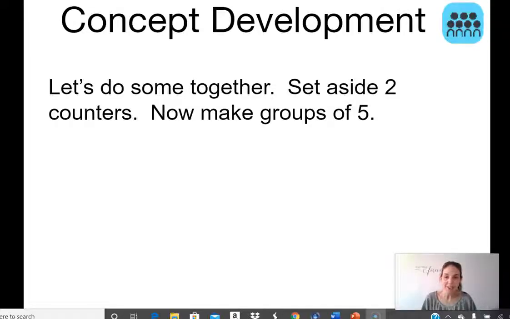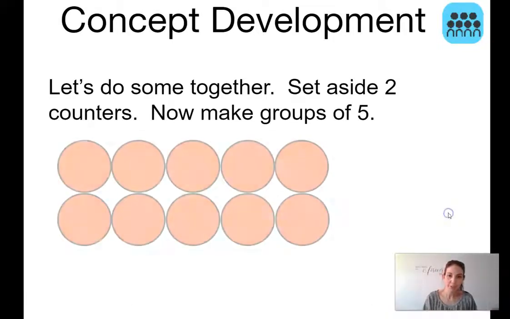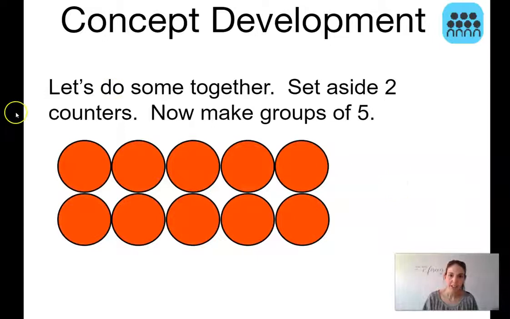Now I'd like to do some more. So you have 12 counters. Put 2 of the counters to the side, and now I want you to make groups of 5. That means 5 in each group. So your groups will look like this. Here's a group of 5, 1, 2, 3, 4, 5. And here's another group of 5, 1, 2, 3, 4, 5. So I would say that I have 2 groups of 5. We have 1 group, 2 groups.